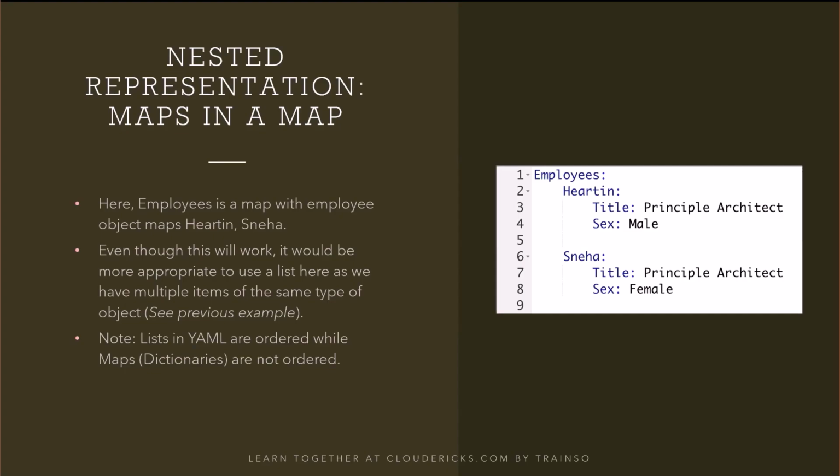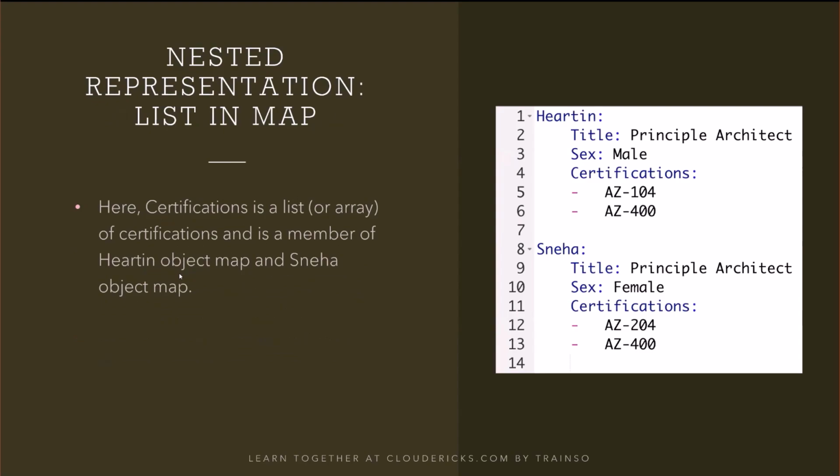Unlike a list, here ordering does not matter. Let us see another nested representation: list in map. Hartin is a map. Sneha is another map. And inside that we have title, sex, and certifications as the keys of the Hartin and Sneha maps. And certifications is a list with two elements, AZ104 and AZ400 for Hartin, and AZ204 and AZ400 for Sneha.